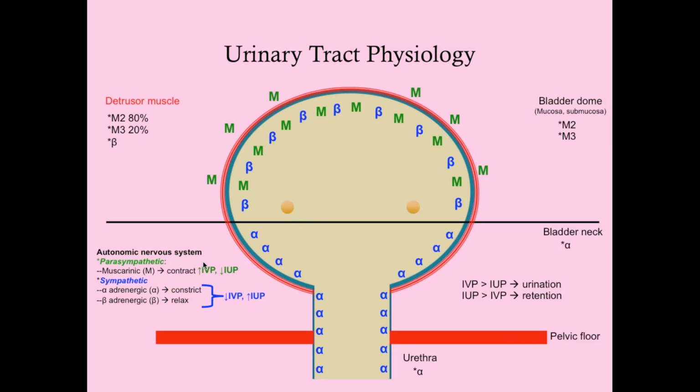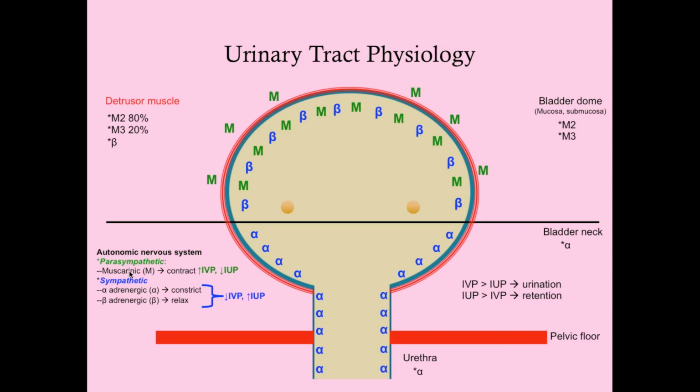This is just the opposite. So the sympathetic nervous system is going to favor urinary retention, because you reduce the pressure in the bladder via the beta receptors and you increase the pressure in the urethra via the alpha receptors. And so anything that activates the sympathetic nervous system, anticholinergics, is going to favor retention.